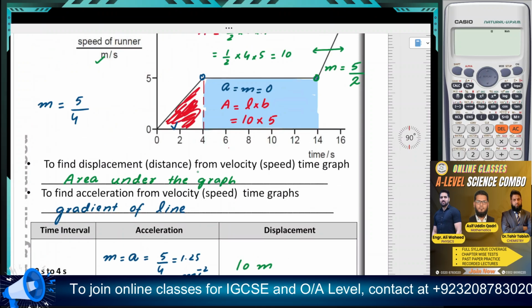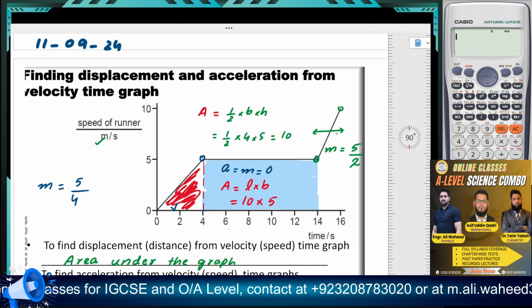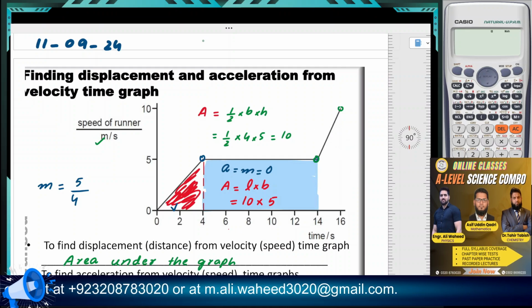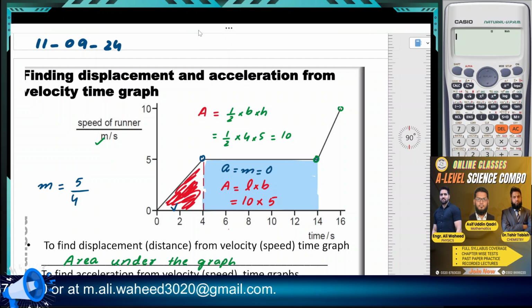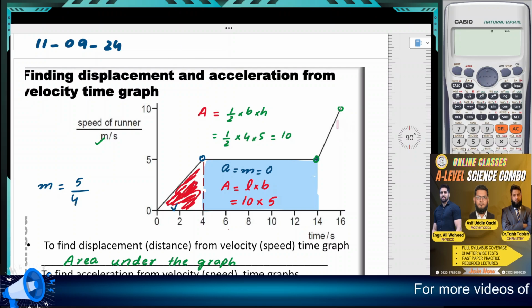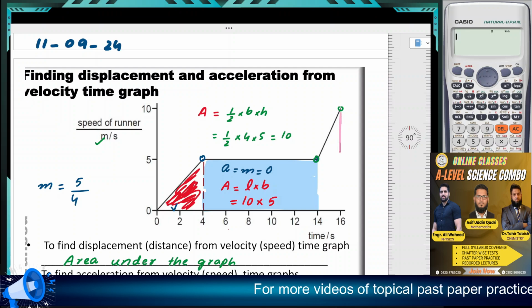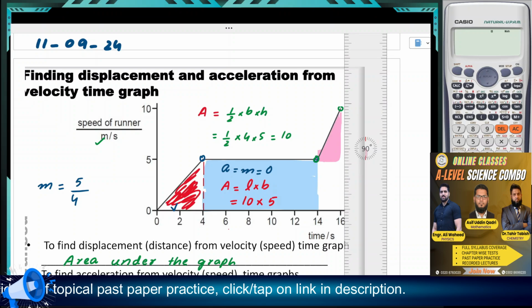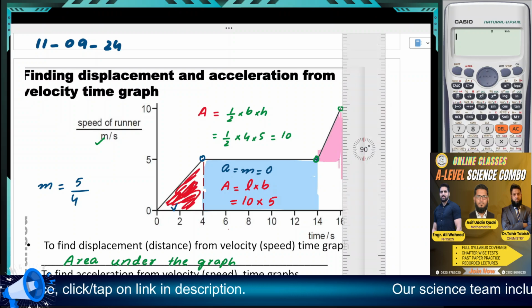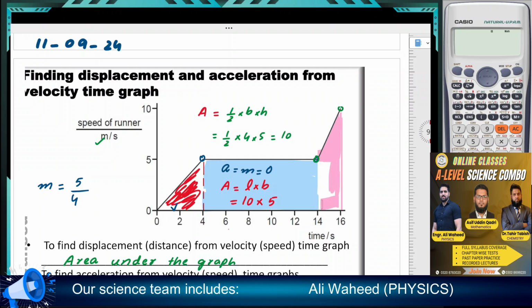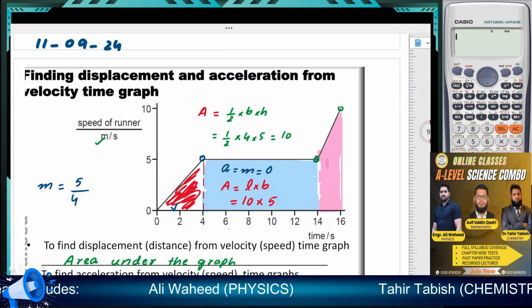Let us find the distance now. In order to find the distance, we need to find the area under the graph. So all the area that is below this line and the time axis. All of this area would be included, and not only that, but even this one. So all of this area would be included.